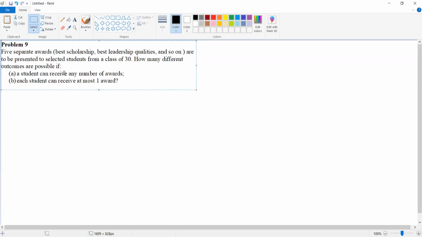ठीक है. Problem 9 says that we have 5 separate awards: best scholarship, best leadership, and so on, and they're to be presented to selected students from a class of 30. How many different outcomes are possible if a student can receive any number of awards? तो इसका फिर क्या आंसर होगा?